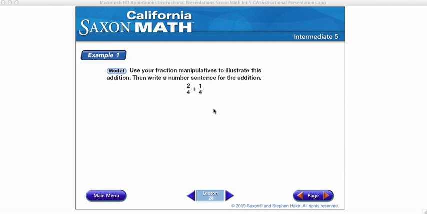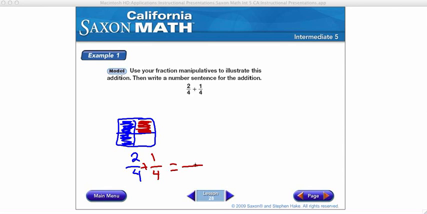Use your fraction manipulatives to illustrate this addition. Then write a number sentence for the addition. Well, I'm going to draw fraction pieces for you. So here we have two boxes. And I have 2/4 colored in here. And then I'm actually going to change colors, and I'm going to color in 1/4 here. So I want to know all together how many fourths have I shaded in.